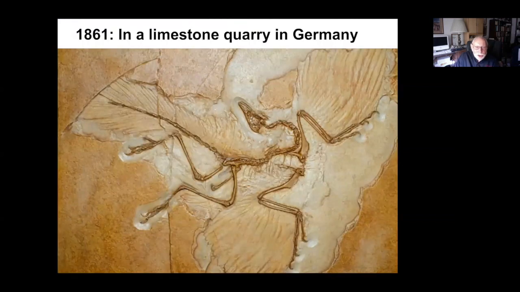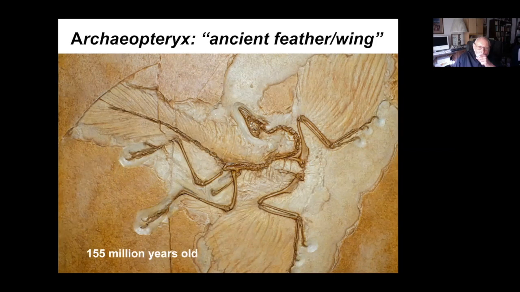So it was of considerable interest when, just a few years later, a fossil was found in a limestone quarry in Germany with remarkably preserved feathers and wings. It was called Archaeopteryx, which means ancient feather wing, and the rocks that it occurred in were 155 million years old.